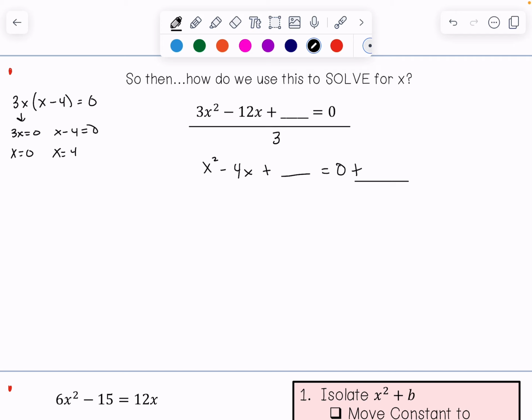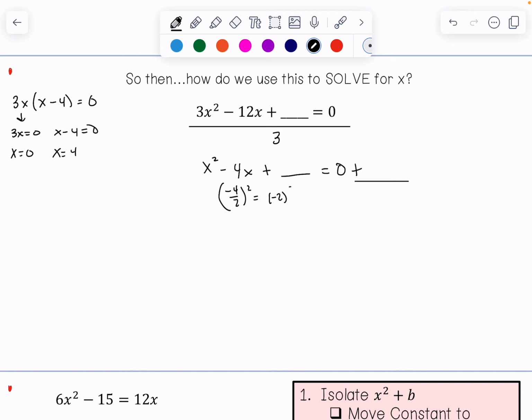I'm going to find my b term, which is negative 4. I'm going to divide it by 2. I'm going to square it. If this simplifies, which it does, I'm going to simplify it and square it. Negative 2 squared is 4. So since I'm adding 4 to the left-hand side, I also have to add 4 to the right-hand side. Now that I'm here, I'm ready to finish my steps.